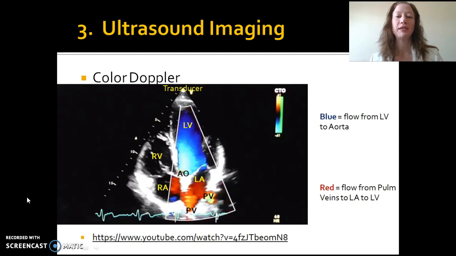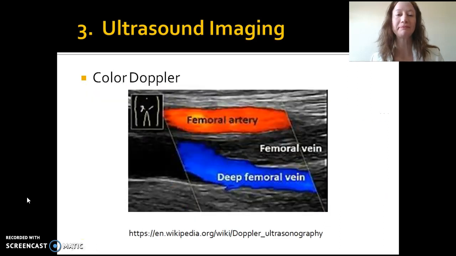And with this picture, I added in the labeling with standard anatomical abbreviations. PV is pulmonary vein, LA and RA are left and right atrium, RV and LV are right and left ventricle, and AO is aorta. And this basically shows where the transducer is at the top. So your blue is moving away from the transducer, and the reddish flow is moving toward. This is another picture, basically the femoral arteries and the femoral veins in your legs.